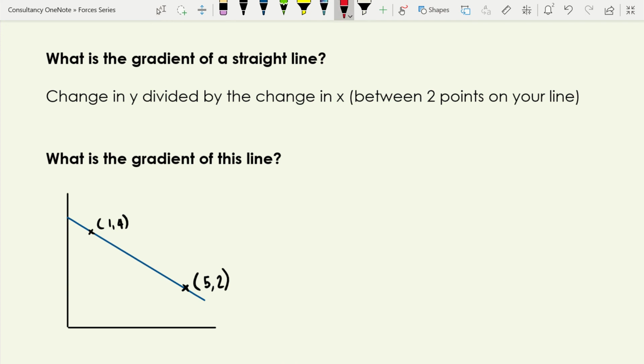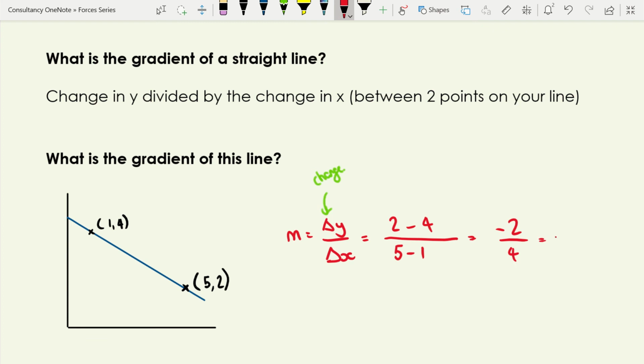All right, so now you've had a chance to do that. So remember, our gradient is our change in y divided by our change in x. Anytime you see the word delta in physics, that means change. That's our symbol for change. So for our change in y, remember we always use the one on the right first. So we're going to do 2 minus 4. You can see that's going to generate a negative number. And then on the bottom line, it'll be 5 minus 1. So it's going to be minus 2 divided by 4, which gives you minus 0.5 or minus a half.